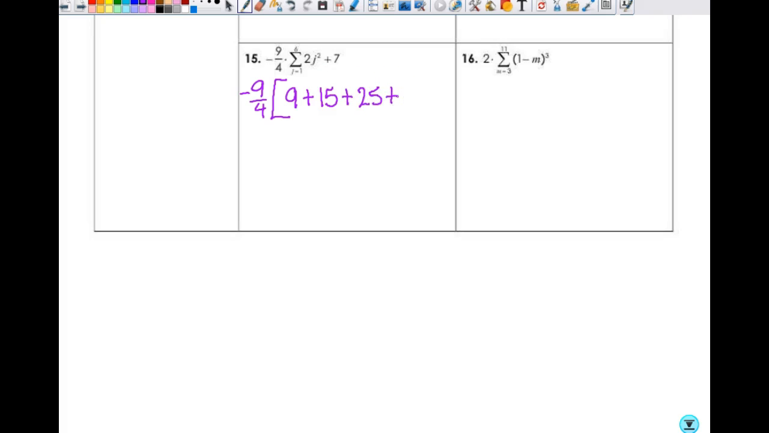All right, so you find the rest of those. What's the next number? 39. Then what? 57. Good. Then what? 79. Good. All right, so then we'd add up what's in there, or again, you can put it all in the calculator at the same time, but that's going to equal negative 9/4 times 224. Then when you multiply those, your final answer is negative 504.